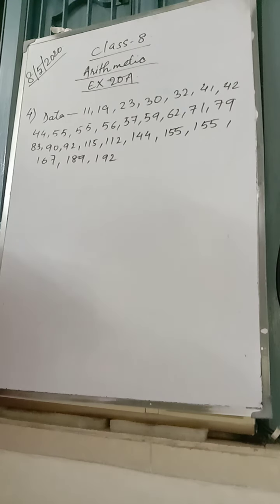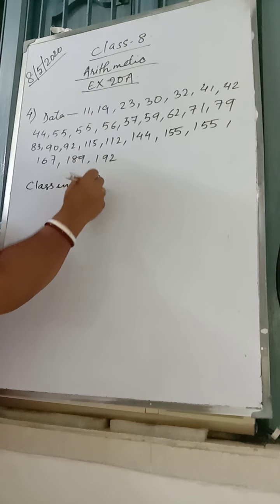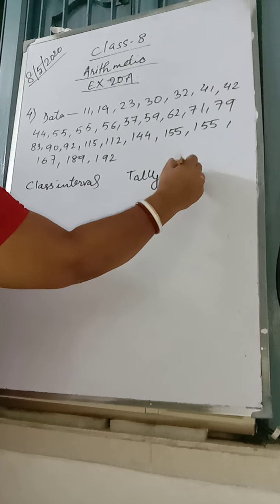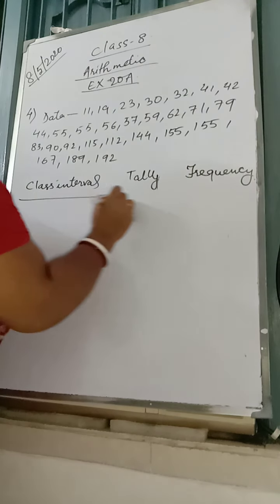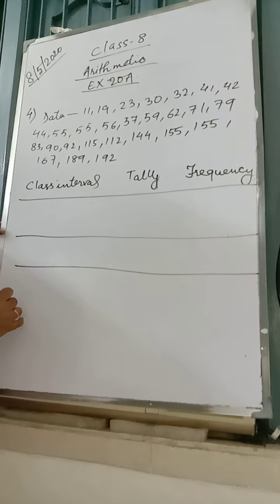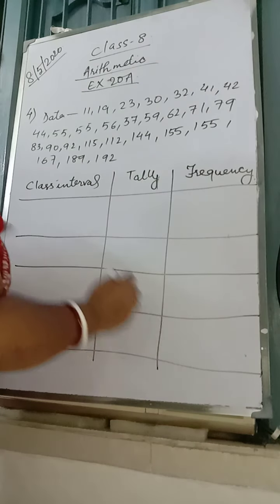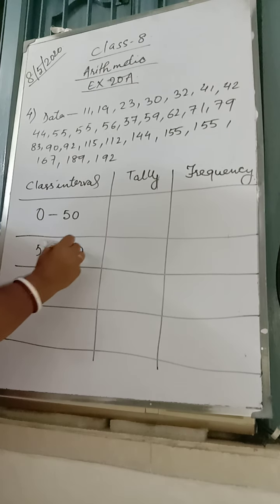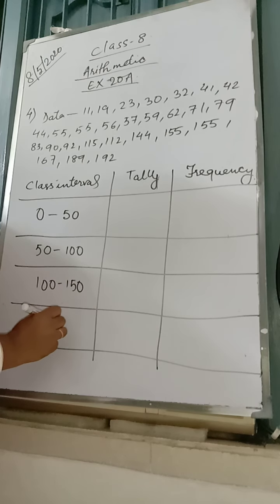Now we will have to make 3 columns. First will be class interval. Second, tally. And third, frequency. Is it? Now they have asked for equal class intervals. We'll take 0 to 50, 50 to 100, 100 to 150, and 150 to 200.